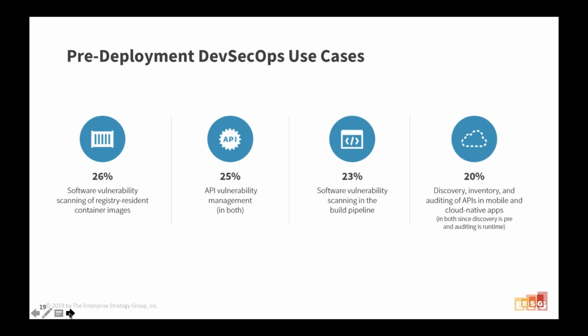Hey, a lot of serverless coming on strong. Bigger part of how I'm using APIs, so 25%. I really want to be thinking about API vulnerability management, also software scanning in the build pipeline, and then moving forward, also doing discovery and inventory and auditing APIs that are used in all your apps. So this last one, the discovery of the APIs bit, is part of composition analysis.